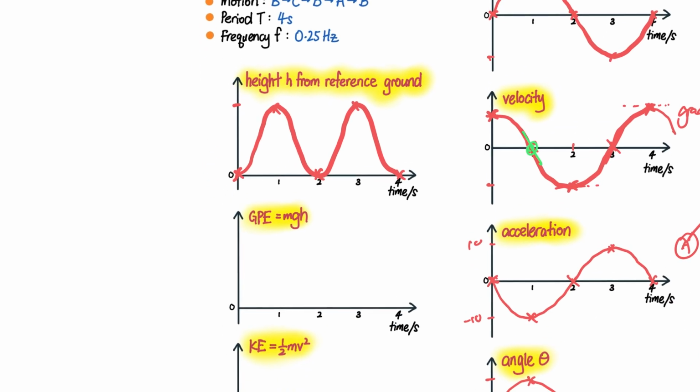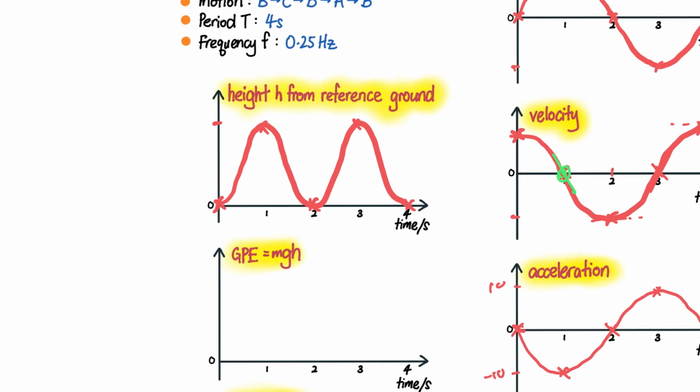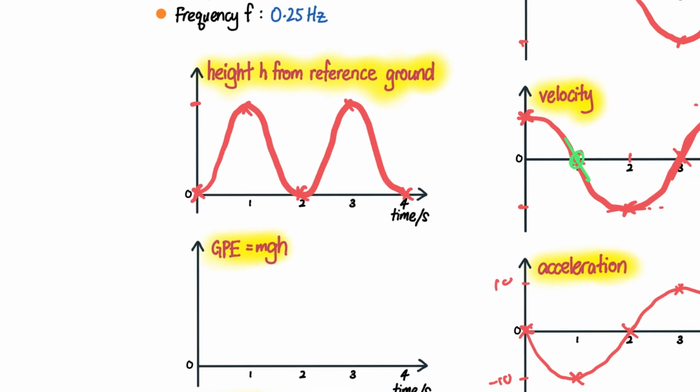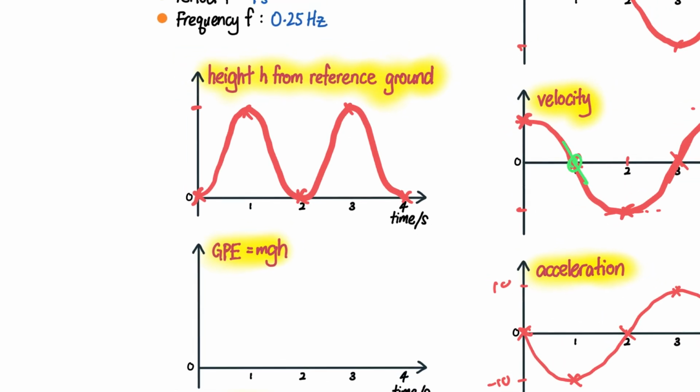So let's proceed to the gravitational potential energy. The formula, as you know, is mgh. So in other words, the GPE is directly proportional to the h. So the graph, as you know, will look very similar to the height time graph. So the shape will be exactly the same.